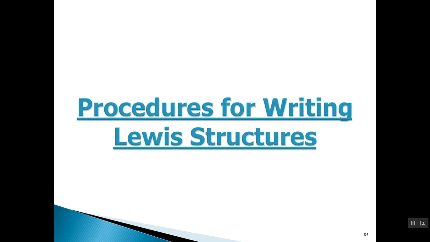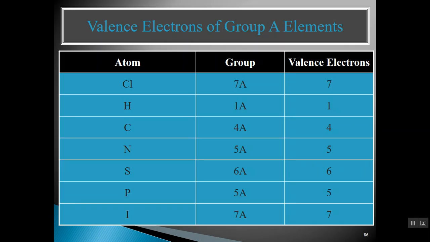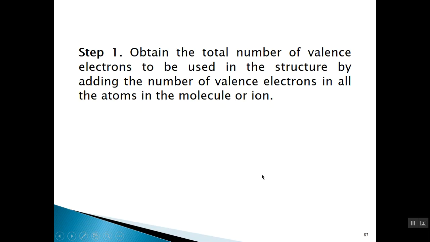Now let's go into the procedures for writing Lewis structures. A couple of things you need to keep in mind: you need to know the number of valence electrons of the atoms involved. You can pretty much tell, especially for the A group elements, which is our focus for this discussion, the valence electron numbers based on the group numbers. For example, chlorine is in group 7A, so it has 7 valence electrons. Nitrogen is in group 5A, so it has 5 valence electrons. Phosphorus is in group 5A, so it also has 5 valence electrons, and so on.